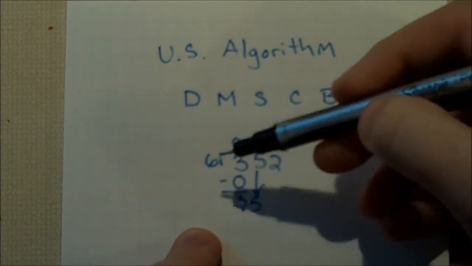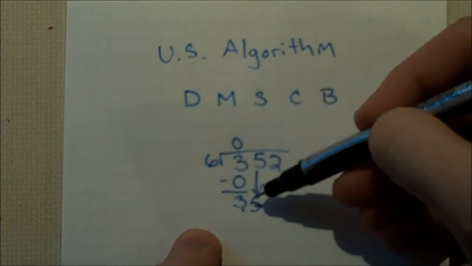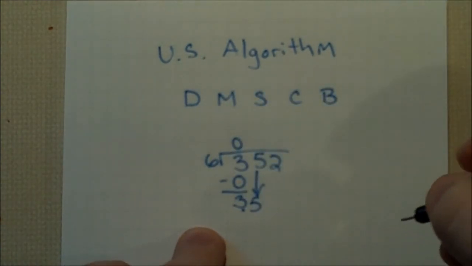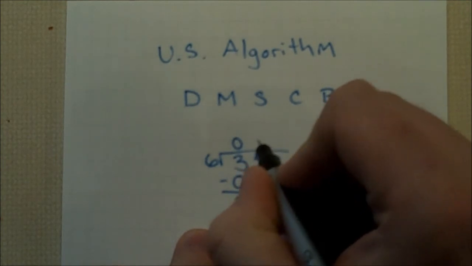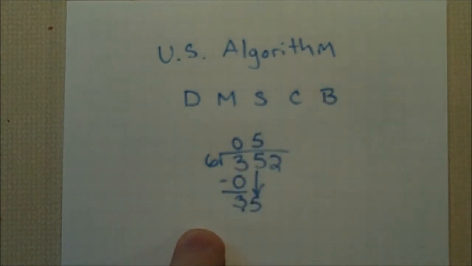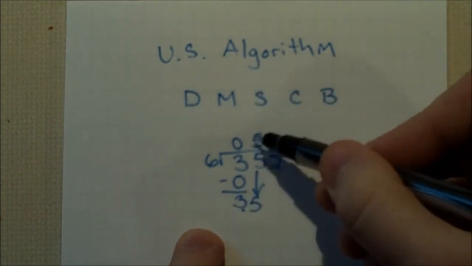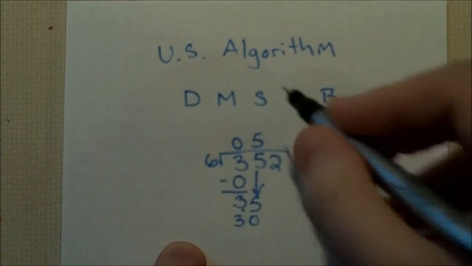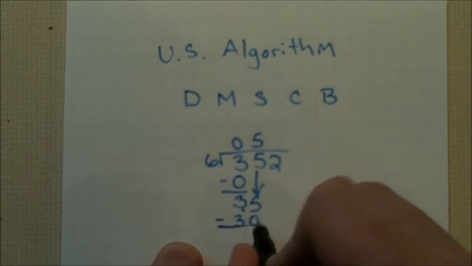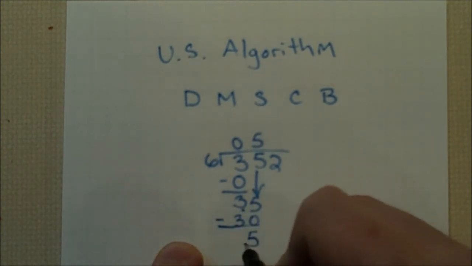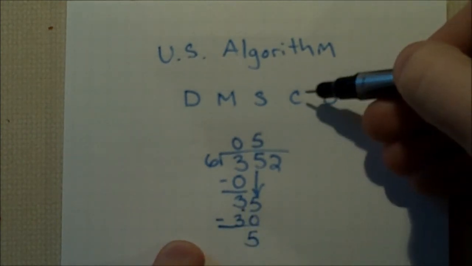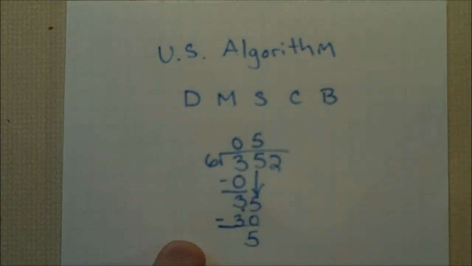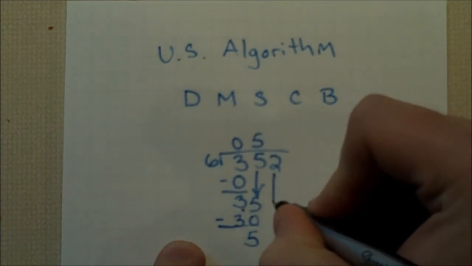So let's look, how many times can 6 go into 35? Our divide step again. 35 divided by 6, look at that, and 5 is as close as we can get. Let's multiply. 5 times 6 is 30. Good. Next step, subtract. 35 minus 30 is 5. Fourth step is compare. Is 5 smaller than 6? It is, so let's bring down our 2.